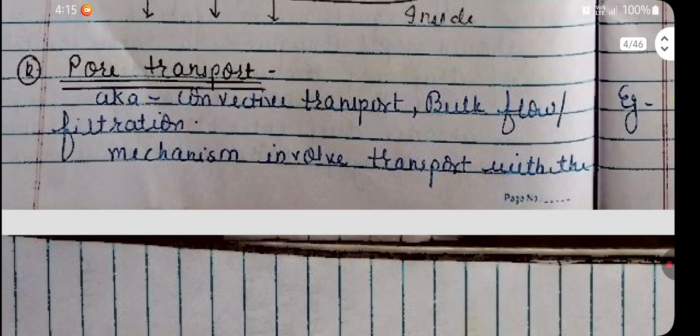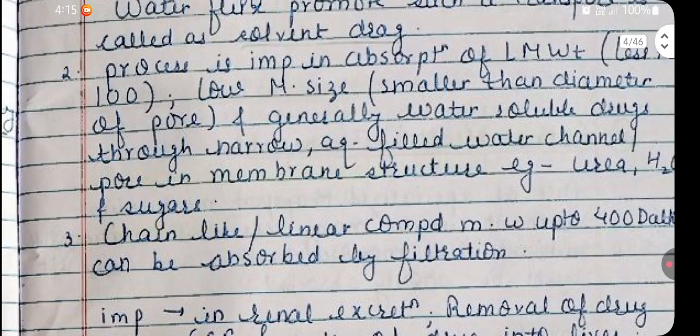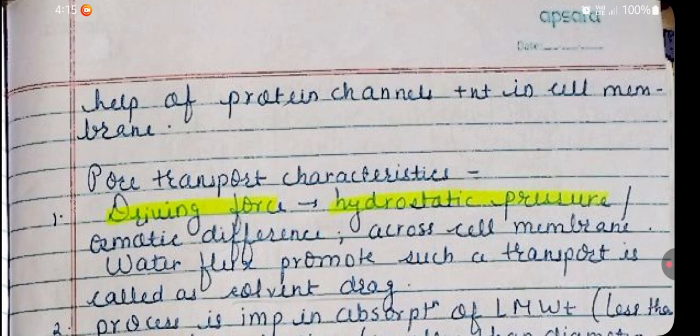Next is the pore transport. It is also known as convective transport, bulk flow, or filtration. This mechanism is responsible for transport of molecules into the cells through the protein channels which are present in the cell membrane.